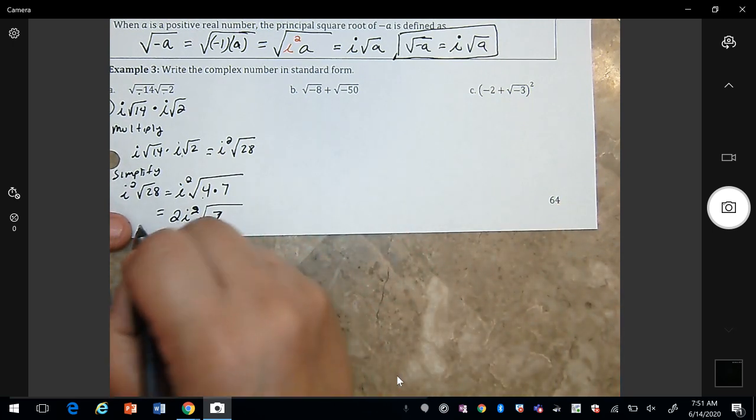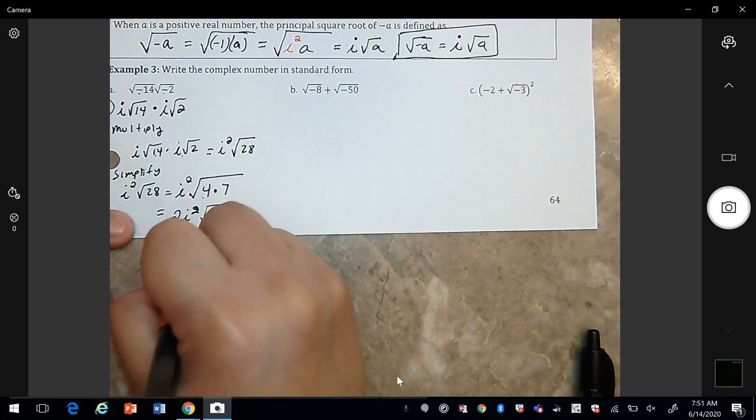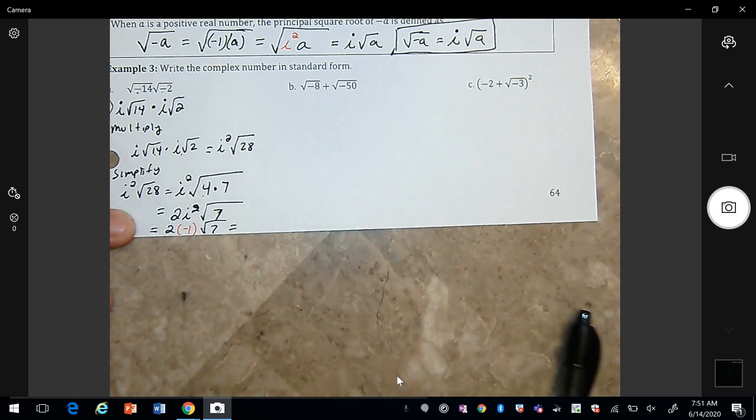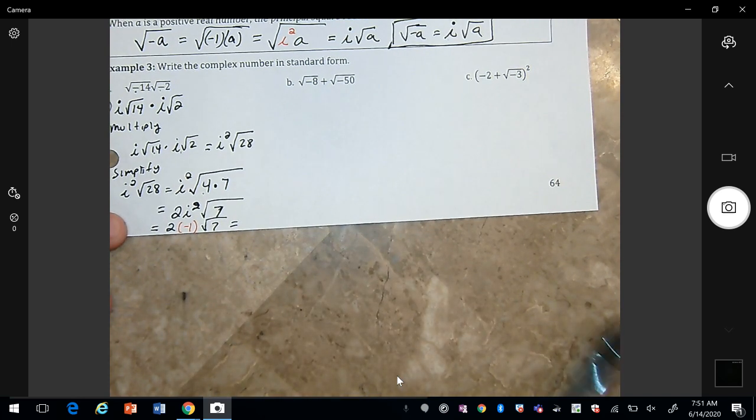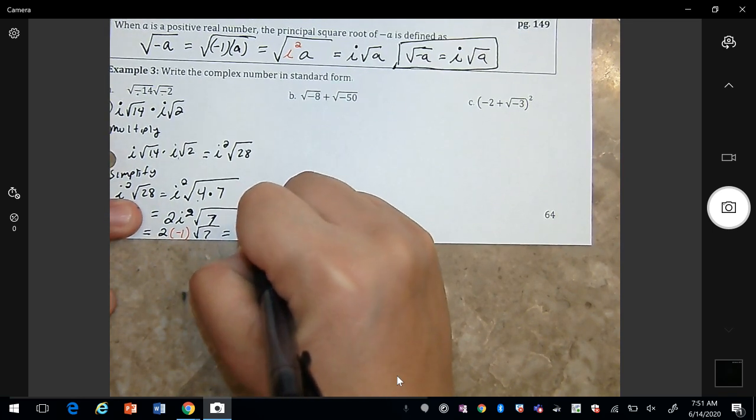Then you want to replace i squared with negative 1. So 2 times negative 1 is negative 2. So your final answer is negative 2 square root of 7.